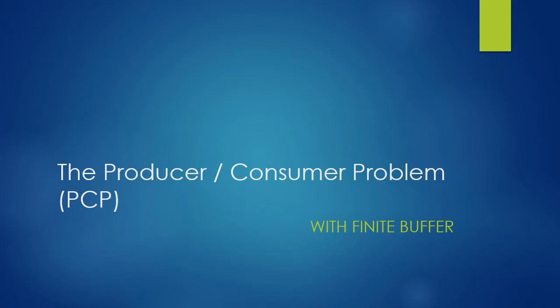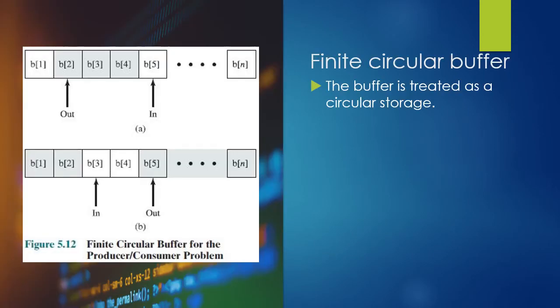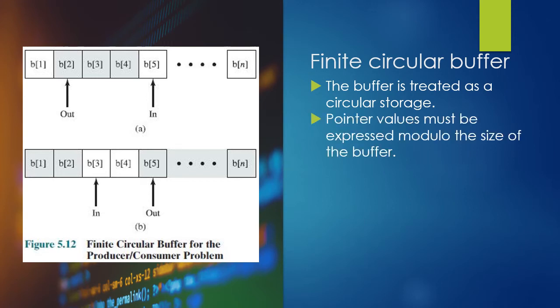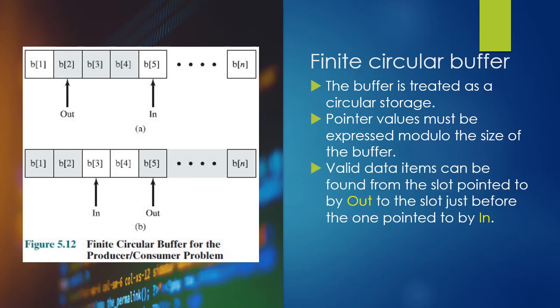Now we will talk about the producer-consumer problem with finite buffer. The buffer is treated as a circular storage. Pointer values must be expressed modulo the size of the buffer. Valid data items can be found from the slot pointed to by out to the slot just before the one pointed to by in. These are the slots which are shaded blue.